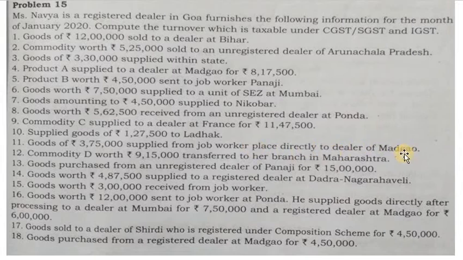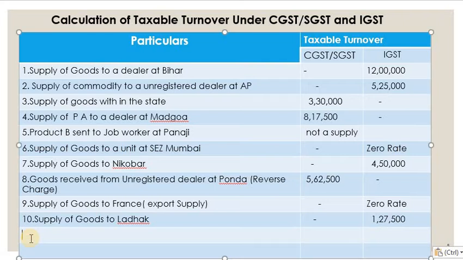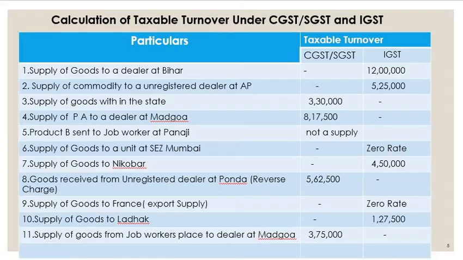So what is the nature of the transaction? Madgaon is in Goa itself, so within the state. So it is an intra-state transaction. So what taxes have to be paid? CGST and SGST. Let's enter the transaction and amount: supply of goods from job worker place to dealer at Madgaon 3,75,000. So here it is nil. Let's go to the 12th one.